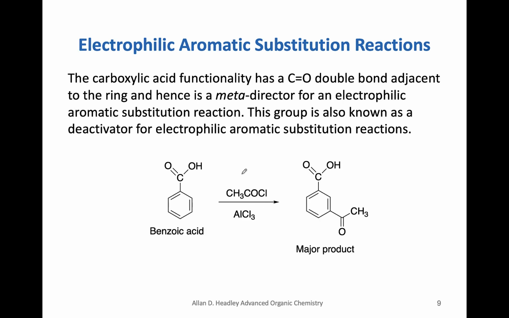Let us look at another type of substituent, benzoic acid. If benzoic acid undergoes an electrophilic aromatic substitution, there's only 1 product as the major product, and the substitution is in the meta position. Only 1. There's no ortho substitution, or there is no para substitution. Let us look at the mechanism to try and explain why this is the major product.